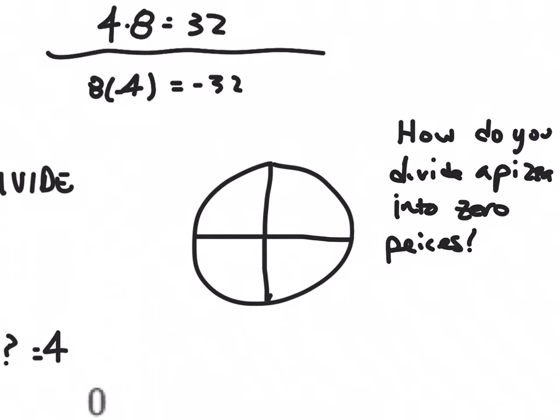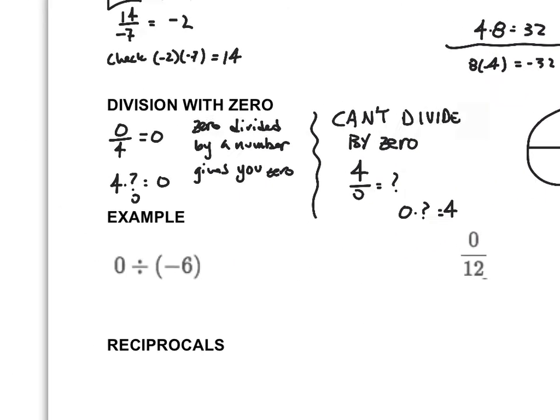You can't cut a pizza into nothing. You have that whole pizza. You can cut it into as many pieces as you want, but you can't cut it into 0 pieces. It's not possible. It's kind of a hard concept, but just know that you can't divide by 0.